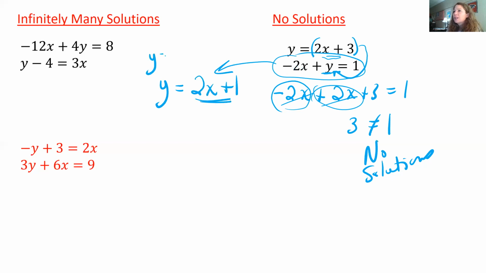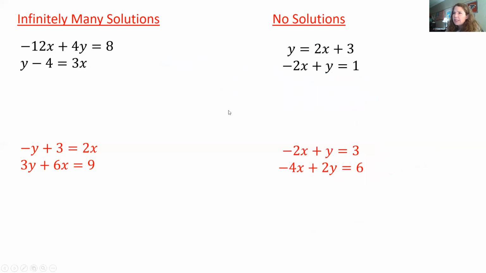Our first equation was 2x plus 3. Do you notice they have the same slope? Well, when you have 2 lines that have the same slope, that means they'll never intersect. They are parallel. There's different ways of solving these.